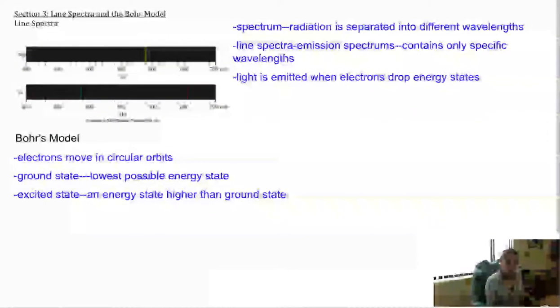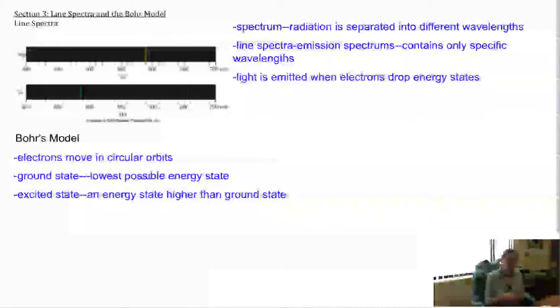Okay, the last little part we're going to look at here is line spectrum and the Bohr model. We did these last year. Most of this chapter we did last year. The spectrum of radiation is separated into different wavelengths. That's a spectrum, where we have this radiation that's separated. You can have a continuous spectrum that's actually all the colors, and that's not any separation, but you have our line spectrum or emission spectrum. That's when you contain only specific wavelengths.